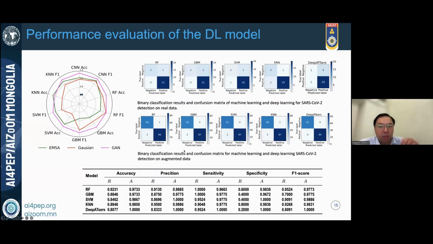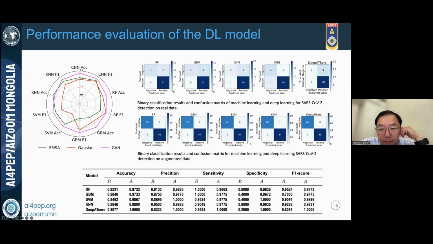Okay, this slide shows the performance comparison of the classifiers used here. We tested random forest, gradient boosting machine, support vector machine, k-nearest neighbor, and the convolutional neural network. Those classifiers were also trained on datasets augmented using GAN-based techniques.